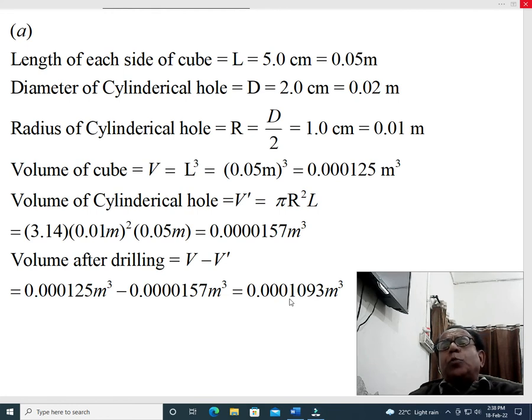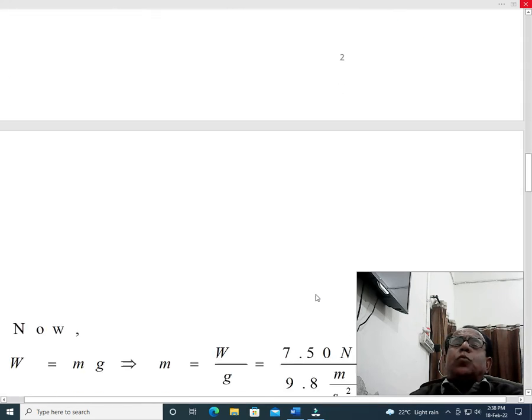Here again we can write it as 0.1093 into 10 raised to the power minus 3 meter cube. Similarly, we can write it as 1.093 into 10 raised to the power minus 4, or 10.93 into 10 raised to the power minus 5, or 109.3 into 10 raised to the power minus 6, or 1093 into 10 raised to the power minus 7 meter cube.